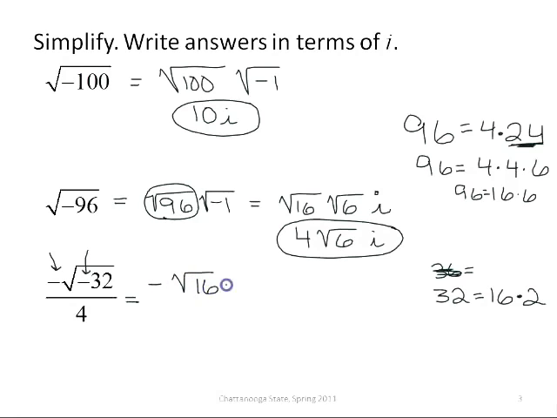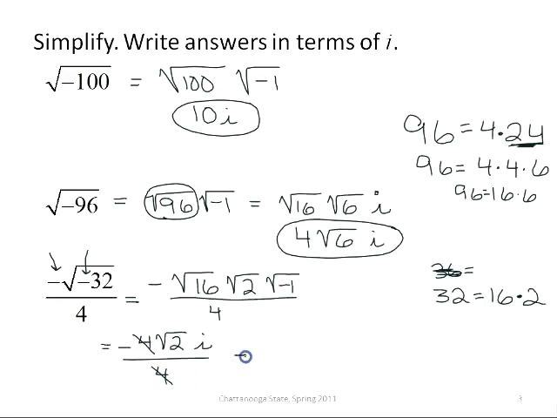And 16 is the largest perfect square that would go into that. So I would have the negative on the outside. Then I would have a square root of 16 times the square root of 2 times the square root of that -1. All that gives me the -32 under the radical over the 4 on bottom. So that's going to give me a -4 times the square root of 2i over 4. And what happens here is these 4's will cancel out. So I have negative square root of 2 times i.